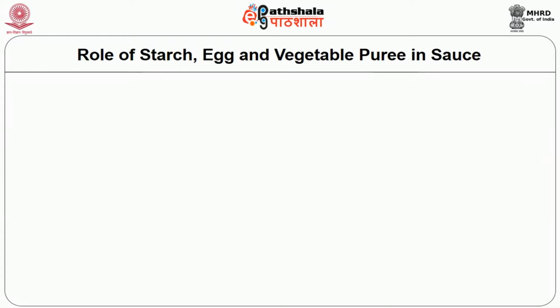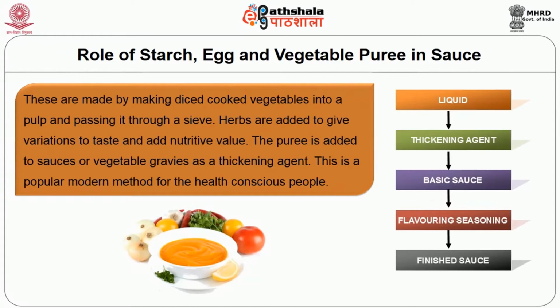Vegetable purees are one of the healthiest thickening agents in the preparation of sauces. Hope you know what a vegetable puree is. They are made by turning diced cooked vegetables into a pulp and then passing it through a sieve. That is, getting a liquid of proper consistency.